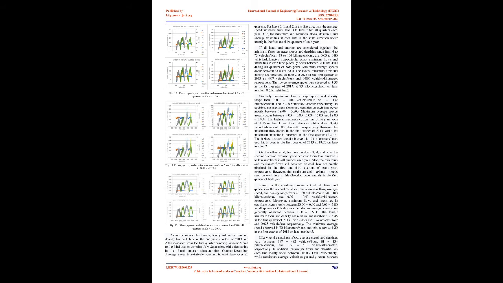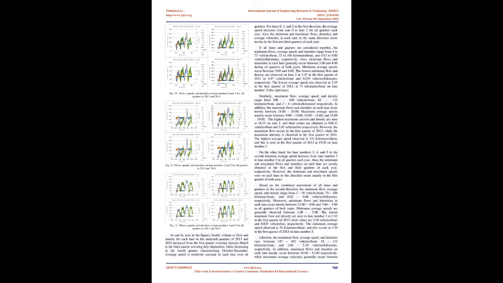When all lanes and seasons in 2013 and 2014 are examined together, it is seen that the minimum flow, average speed, and densities vary between 4-71 vehicles/hour, 72-104 km/h, and 0.04-0.75 vehicles/kilometer, respectively. These range of values obtained for the parameters correspond to the ranges obtained in the quarterly examinations done for both years. Also, minimum flows, average speeds, and densities in each lane occur mostly between 3 o'clock and 6 o'clock in all seasons of both years.